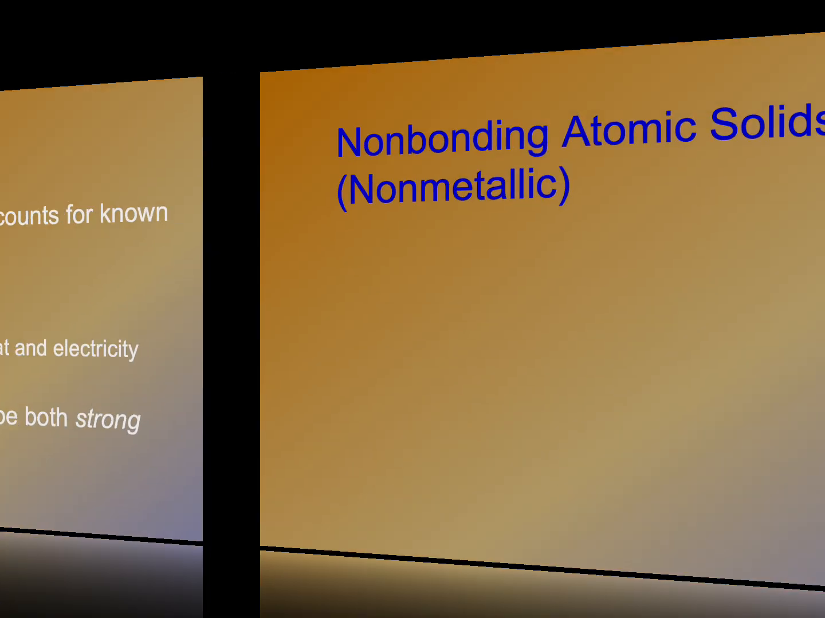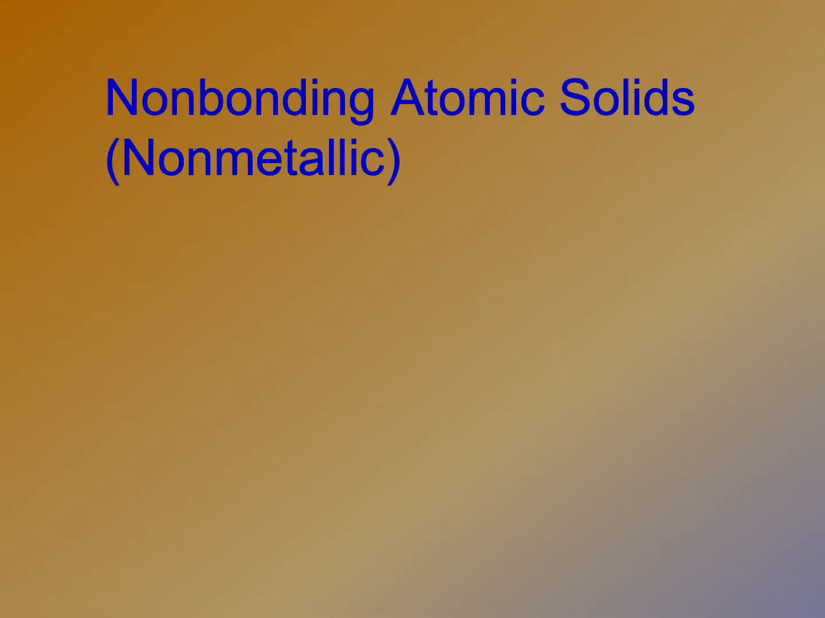Something new we have not talked about yet are non-bonding atomic solids. This is where on occasion we can have a noble gas typically, or an element that is an atom by itself that is a solid. This is fairly rare, but we can have stuff like solid krypton if we're at certain temperatures. That is considered a non-bonding atomic solid.